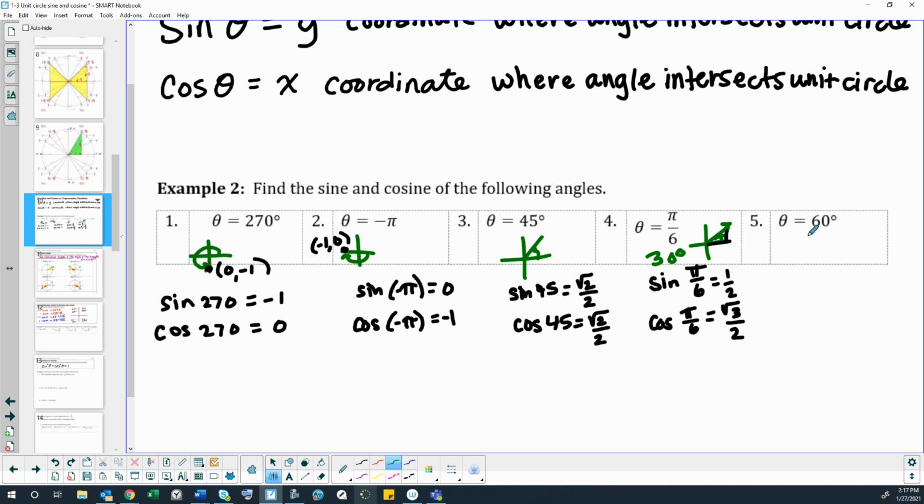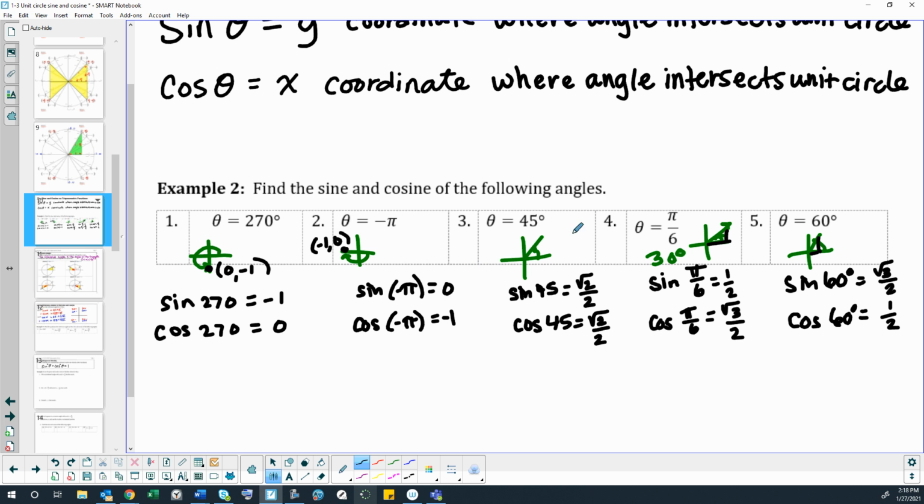And the last one, our 60-degree angle, would be more in this direction, giving us a longer y value and a shorter x value. So the sine of 60 would be the longer, the y value, square root of 3 over 2. And the cosine of 60 will be 1/2.